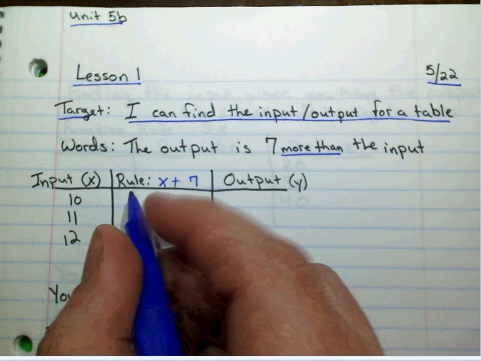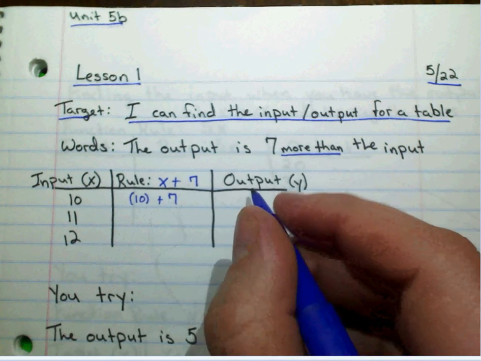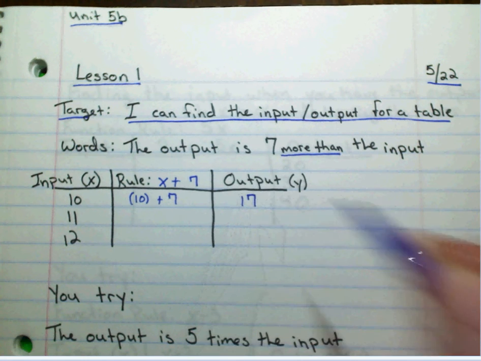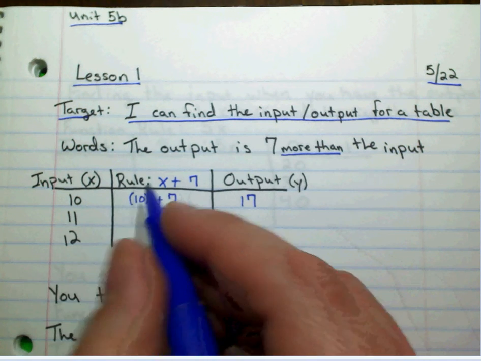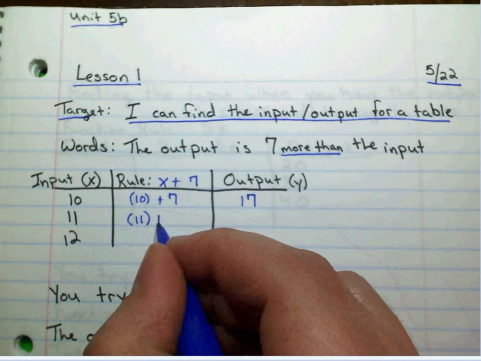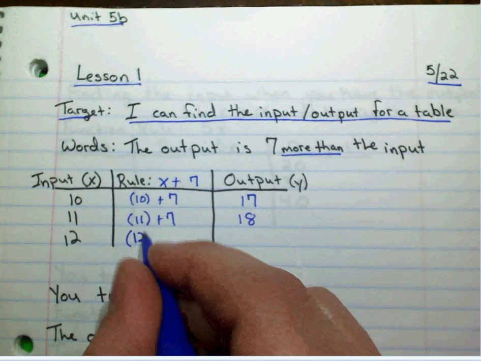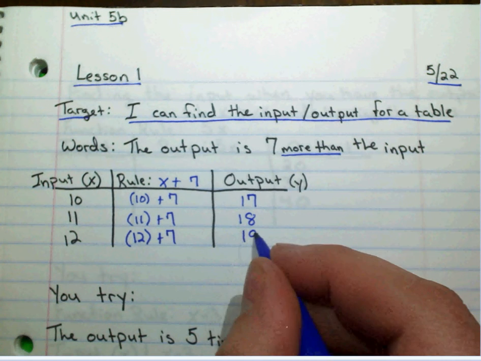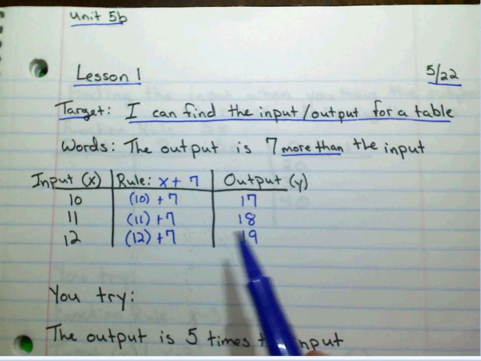So if x is 10, we have 10 plus 7. 10 plus 7 is 17. So that's our output. So when we're talking about input, output, it's like a machine. We're putting 10 in, and then out comes 17. Because we put 10 in, we added 7 to it, and there it is. Here we're adding 11. 11 plus 7 is 18. 12 plus 7 is 19. So there's our inputs. We put it into the machine, and it spits out our output.